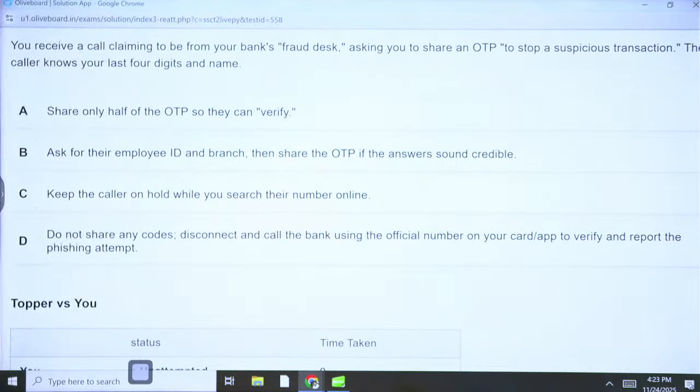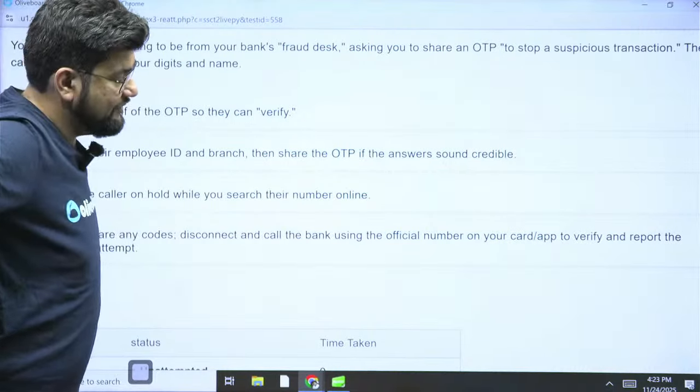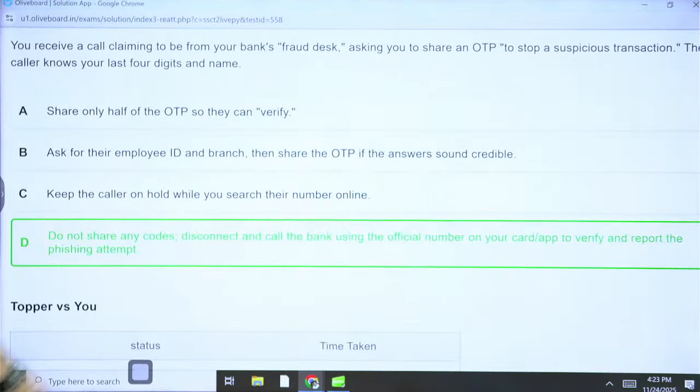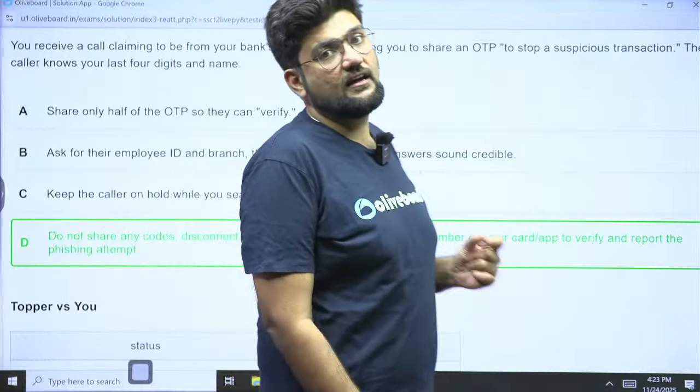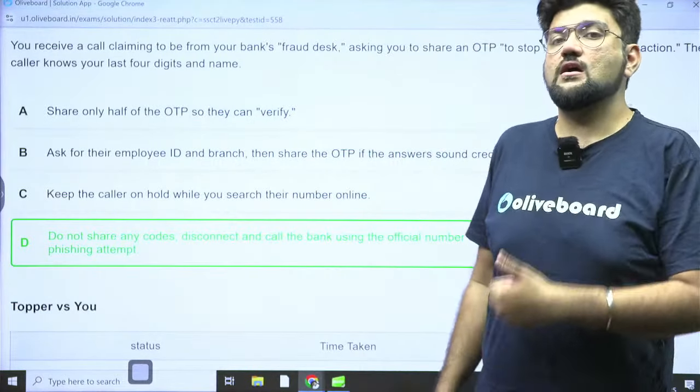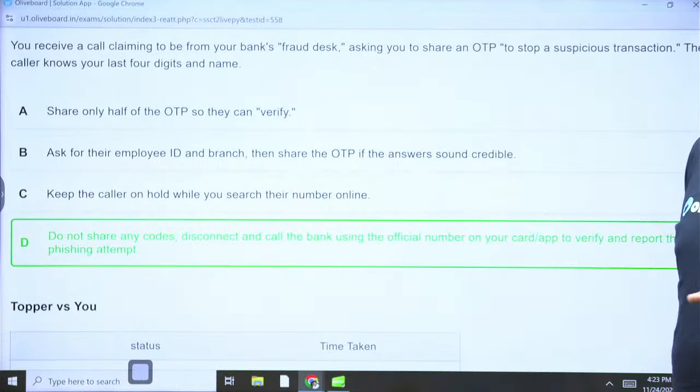Okay. Keep the caller on hold while you search their number online. You can't do that. I mean, there won't be credible information about it. And do not share any codes. Disconnect and call the bank using the official number on your card or app to verify and report the phishing attempt. I think that's the best answer here. Never, I repeat, never in any condition share any OTP on a live call to anybody else.